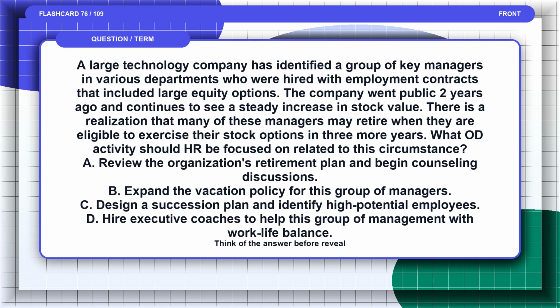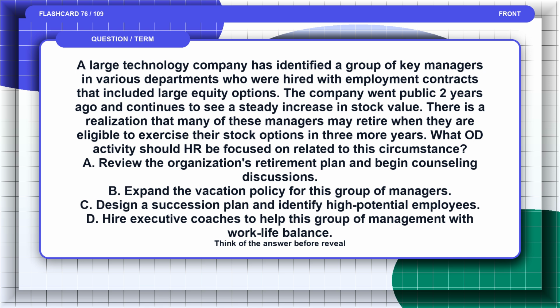Flashcard 76. A large technology company has identified a group of key managers in various departments who were hired with employment contracts that included large equity options. The company went public 2 years ago and continues to see a steady increase in stock value. There is a realization that many of these managers may retire when they are eligible to exercise their stock options in 3 more years. What OD activity should HR be focused on related to this circumstance?